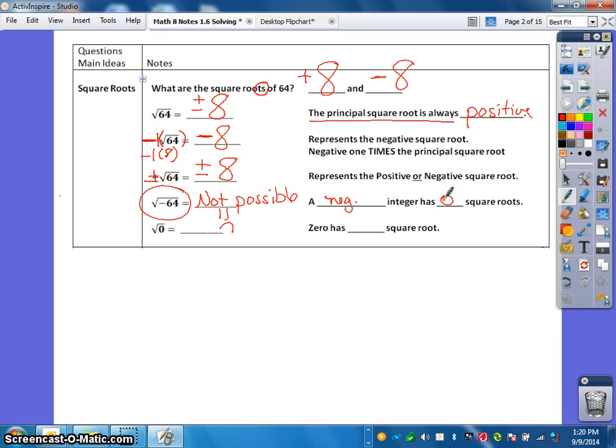It is impossible. How about the square root of 0? What is that? Positive negative 0? No. It's just 0. It's neutral, all right? So 0 has 1 square root. It's just 0. There's no such thing as a negative 0, positive negative. It's just 0.